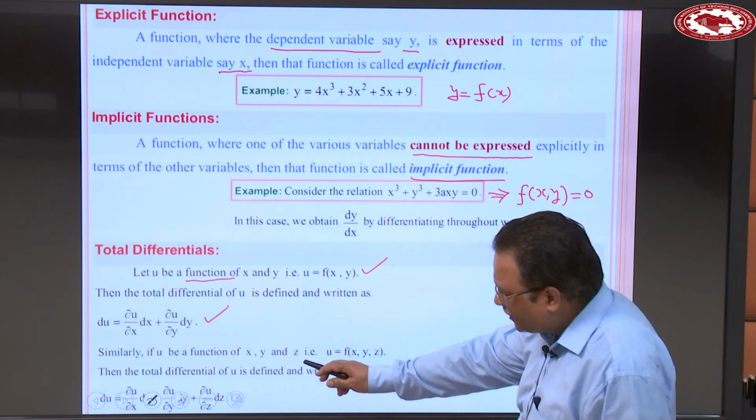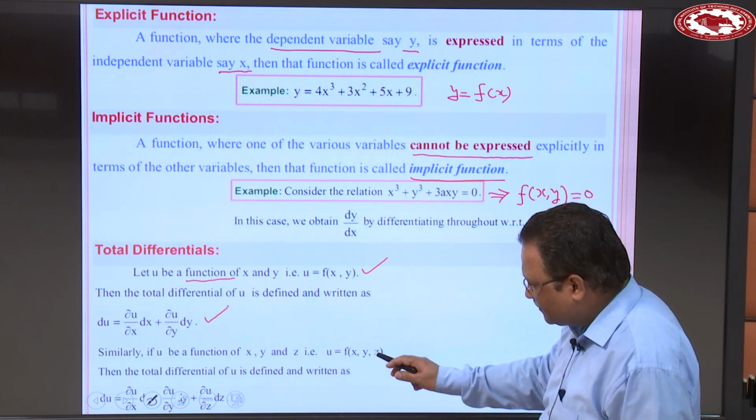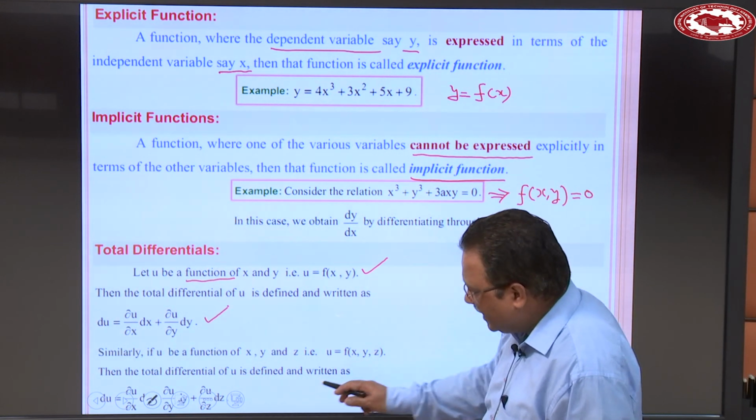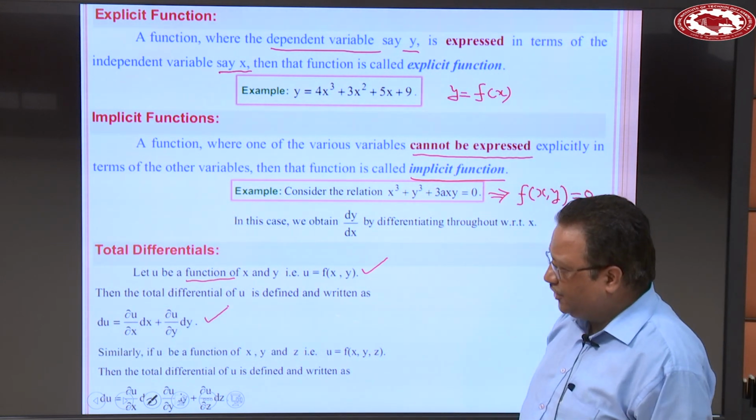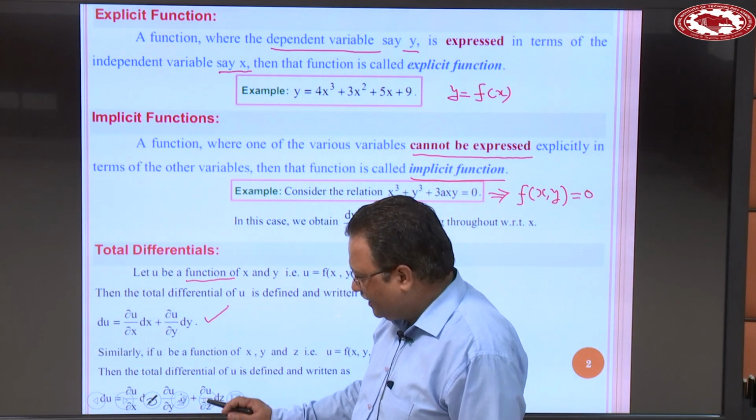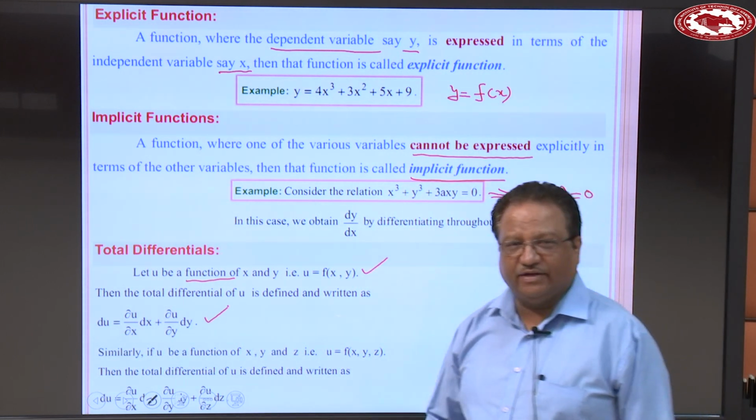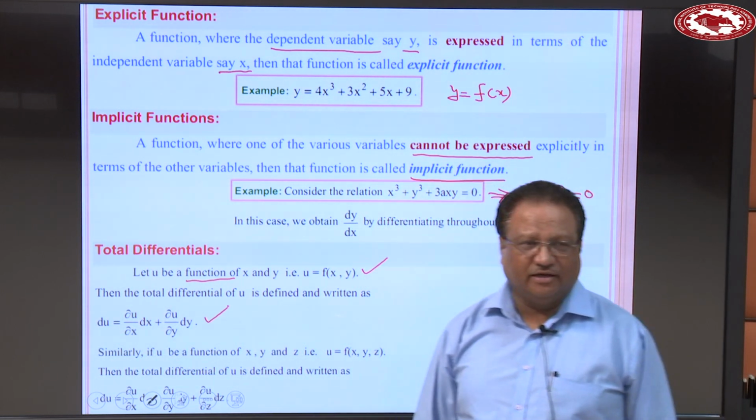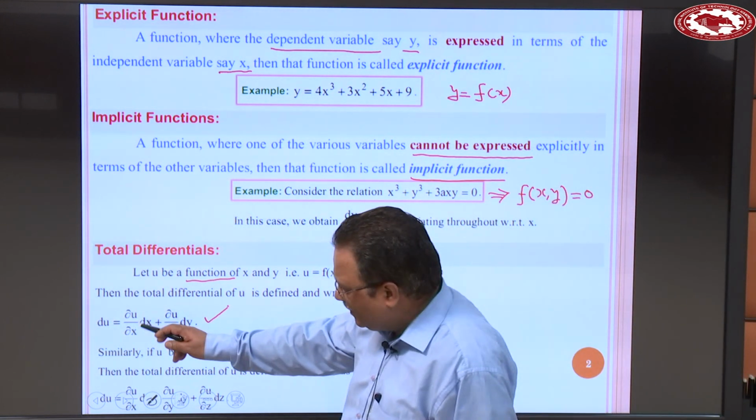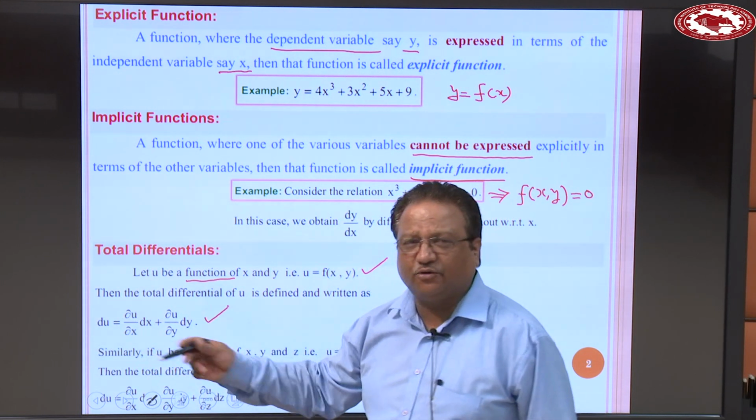Similarly, if u is a function of x, y and z, that is u is equal to f(x, y, z), then the total differential of u is defined and written as du is equal to ∂u/∂x dx plus ∂u/∂y dy plus ∂u/∂z dz. So, in this way we can define this total differential. When we calculate the total differential, you just evaluate ∂u/∂x and ∂u/∂y and substitute here, you will get the total differential.